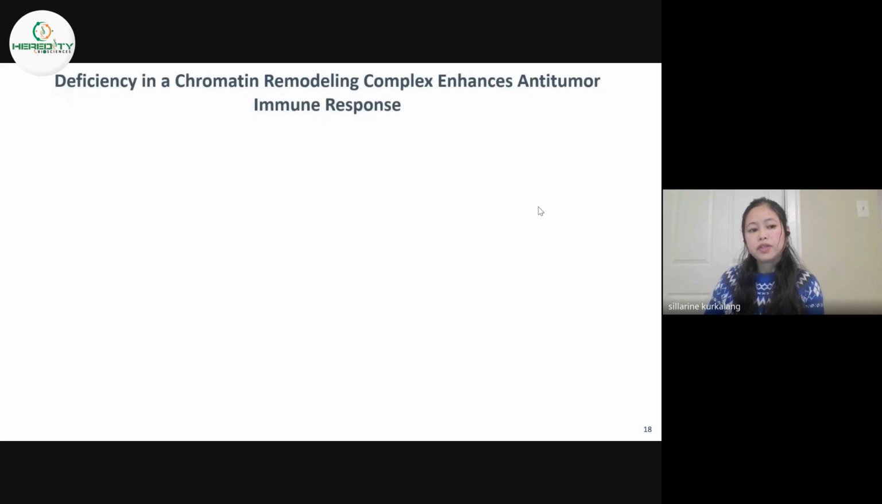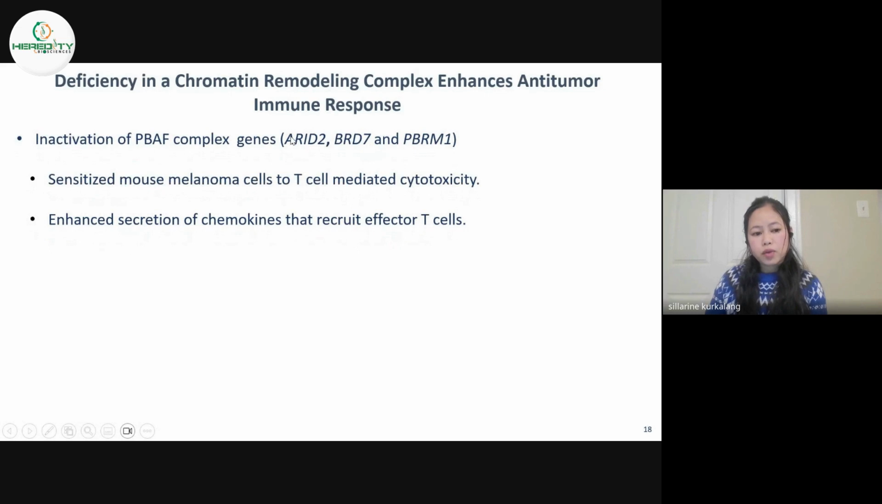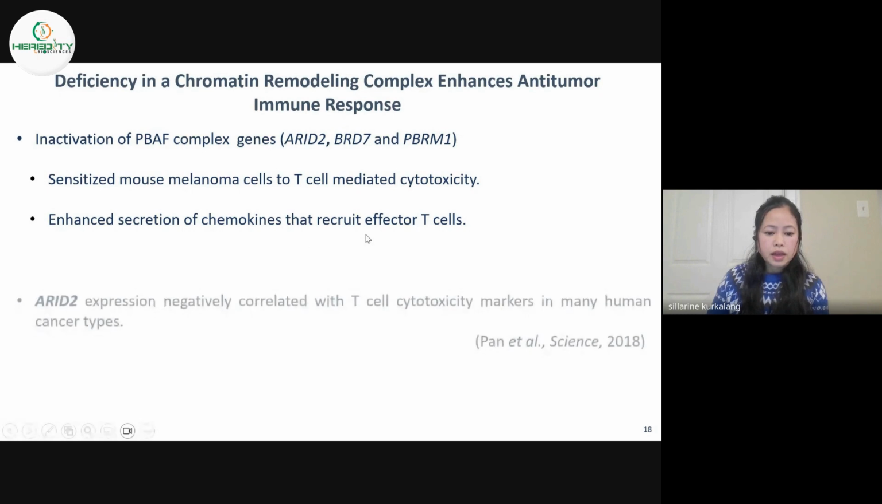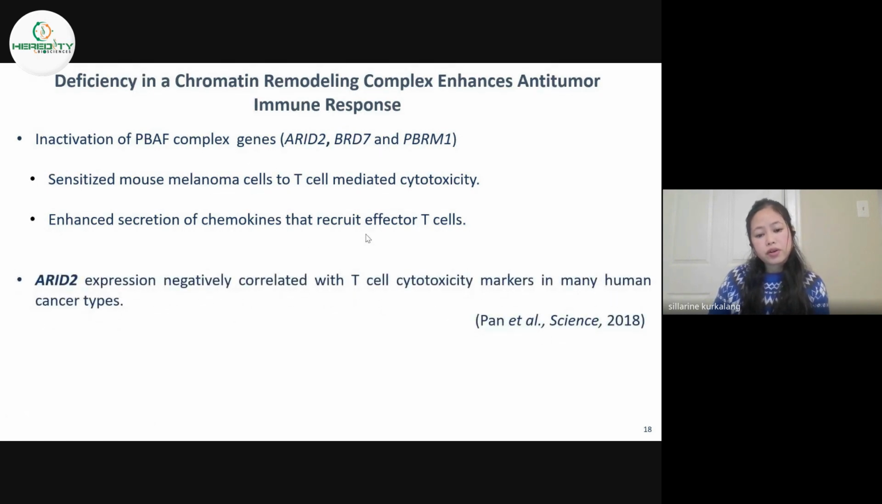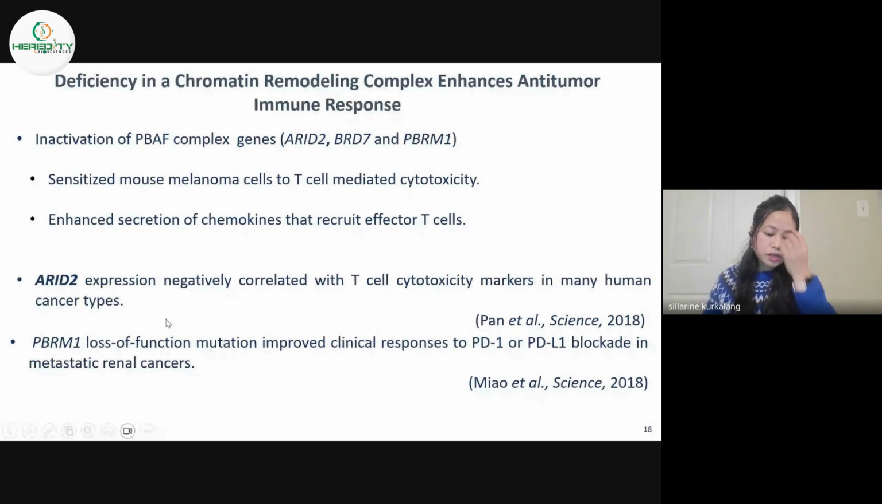Many studies have reported that deficiency or loss of function of this chromatin remodeling complex enhances the anti-tumor immune response. One study showed that with inactivation of genes like ARID2, BRD7 and PBRM1, melanoma cells are more sensitive to T-cell mediated cytotoxicity, and there is also an enhanced secretion of chemokines that recruit T cells to kill the tumor cells. The next study shows that ARID2 expression is negatively correlated with T-cell cytotoxicity markers in many cancer types, in the sense that when ARID2 expression is high, the T-cell cytotoxicity markers are low, but when ARID2 expression is low, the cytotoxicity marker expression is high. Another study shows that loss of function mutation of PBRM1.